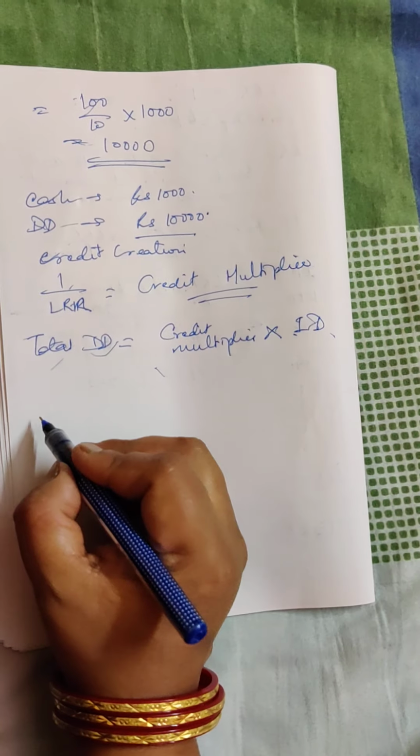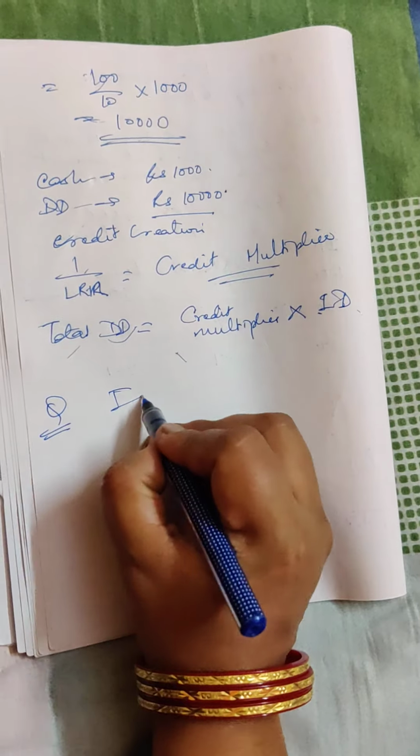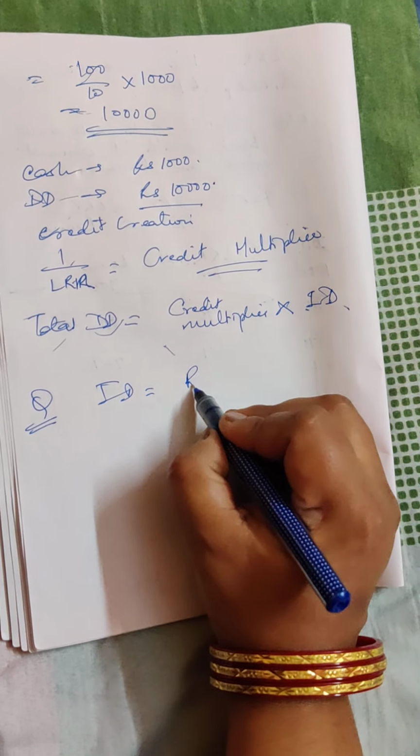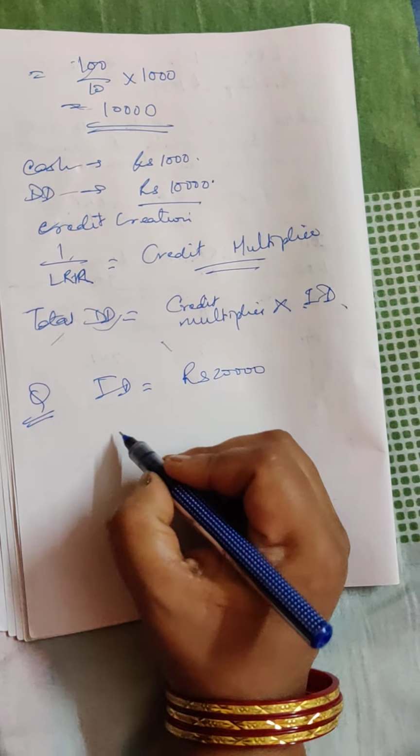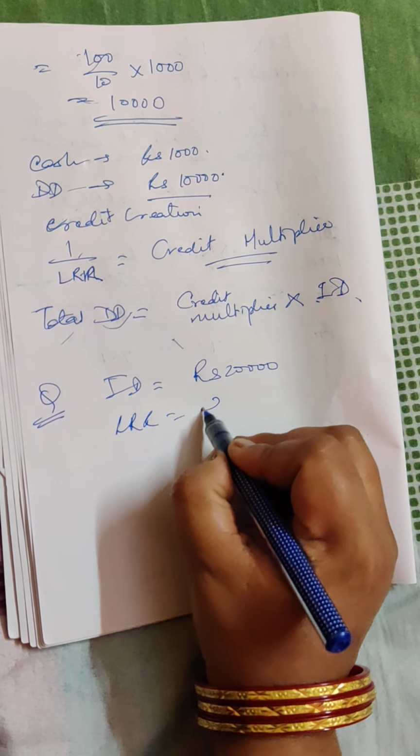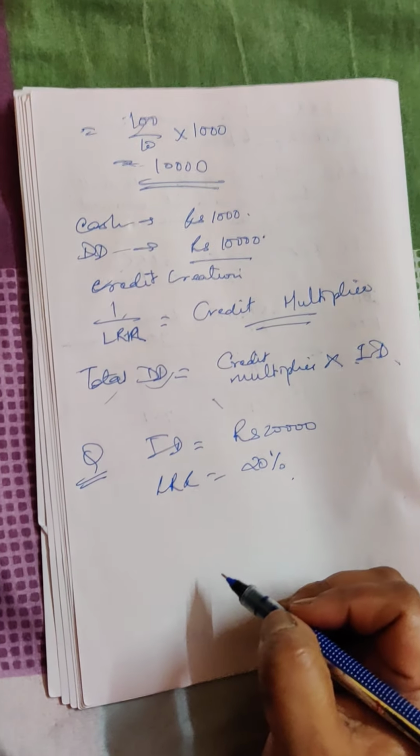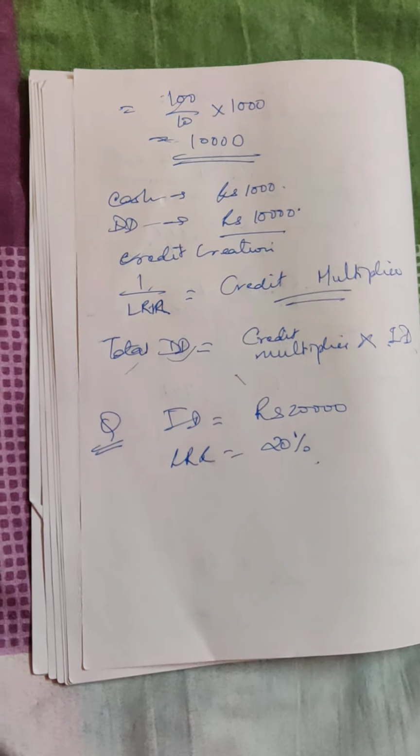So what we will do? We will do a question where the initial deposits are rupees 20,000 and LRR is 20%. Let's try this out and then we will discuss it in class.